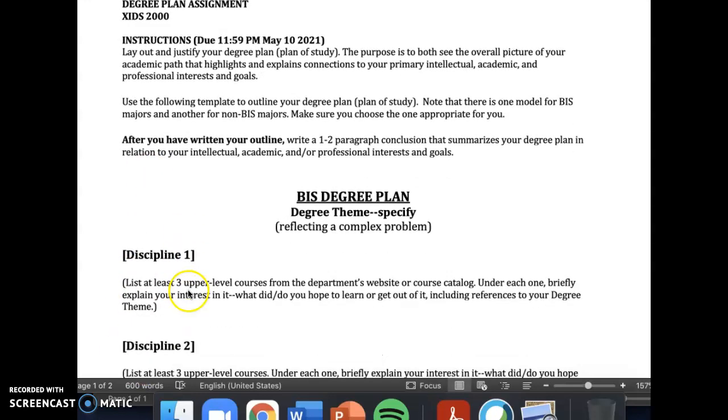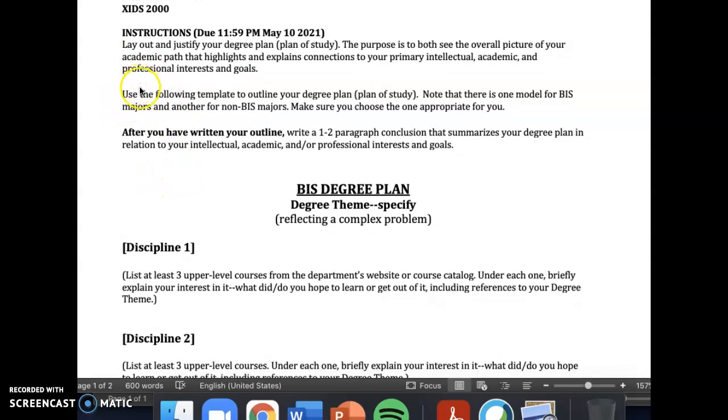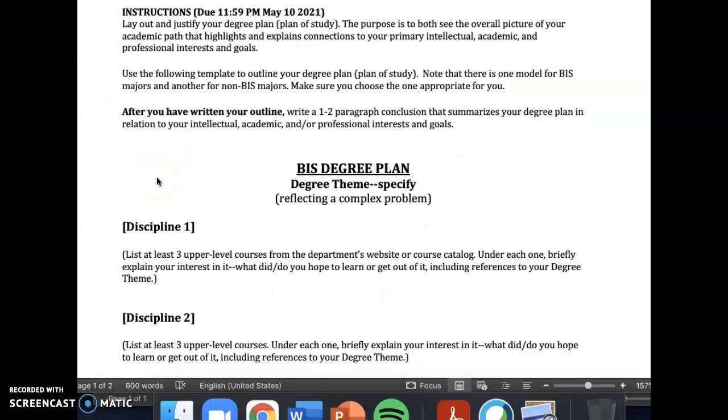So you're going to use the following template. What you'll want to do is to just save it as a copy in Word or Google Docs or whatever. And you are going to use either the model for BIS majors or the one for non-BIS majors. And so you're going to choose whichever one is right for you.